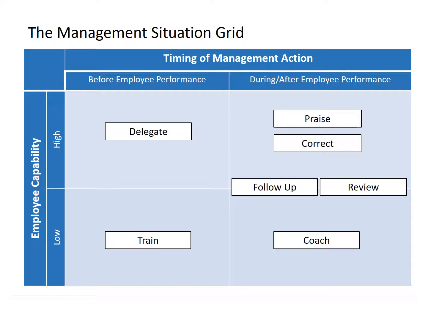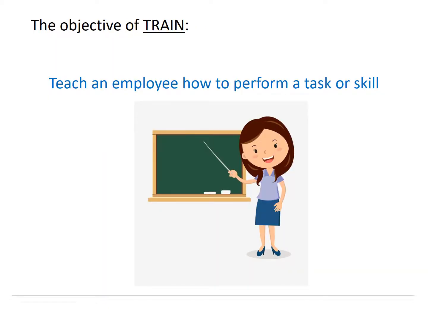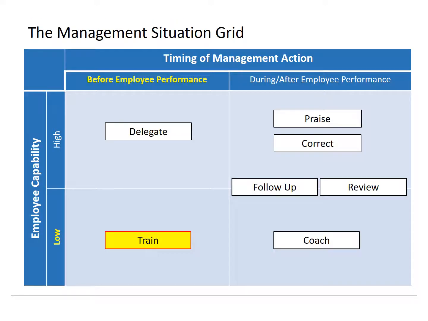In the last module, we used the management situation grid to determine that delegate is the behavior to use when an employee's capability is high and before the employee performs a task. In this module, we will focus on the management behavior train. The objective of training is to teach an employee how to perform a task or skill. And our management situation grid shows us that this is the appropriate management behavior when an employee's capability is low and you are acting before the employee performs a task.